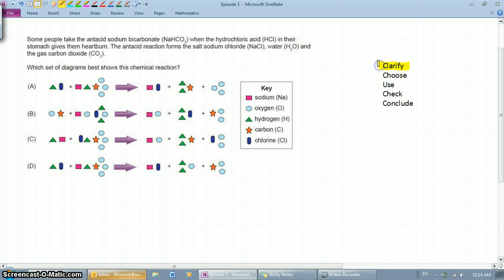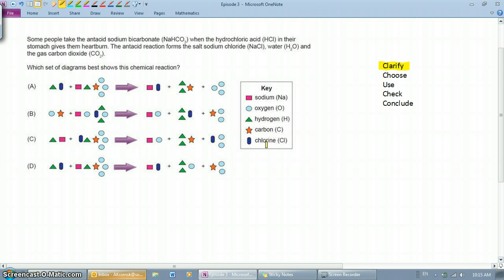First thing we need to do is to clarify exactly what the question is asking. Some people take the antacid sodium bicarbonate, NaHCO3, where the hydrochloric acid, HCl, in their stomach gives them heartburn. The antacid reaction forms the salt sodium chloride, NaCl, water, H2O, and the gas carbon dioxide, CO2. Which set of diagrams best shows this chemical reaction? We have our key, we have lots of different shapes which are related to the key.